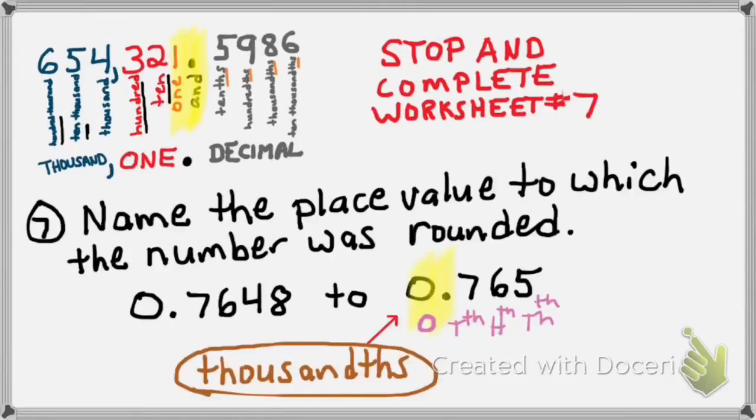And finally, when told to name the place value to which a number was rounded, I find the rounded number, which will be the shorter number. I look at that number, I highlight my ones column and my decimal, and I count the names of the columns all the way to the very last digit. Whatever the column that the last digit is in will be the column that that number was rounded to.